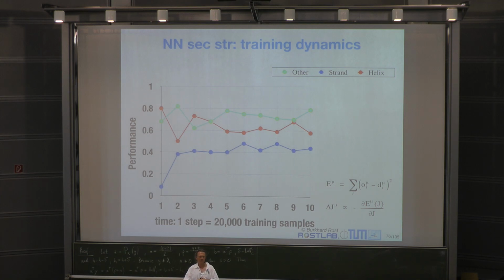Maybe it's relatively easy to predict the first two, and that's why the network learns it rather quickly and then cannot do much better. So the statement here is helix, other is easy, strand is difficult. That's why it takes more time to learn strand. This is in principle the right answer, but you have to go another step to turn this answer into something that you can actually use to improve.